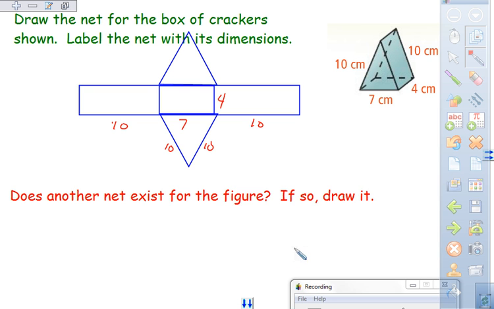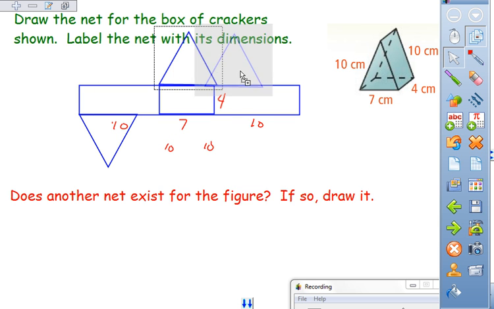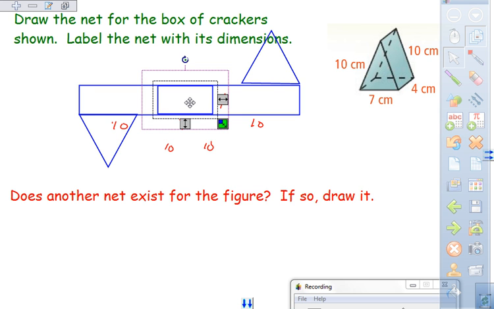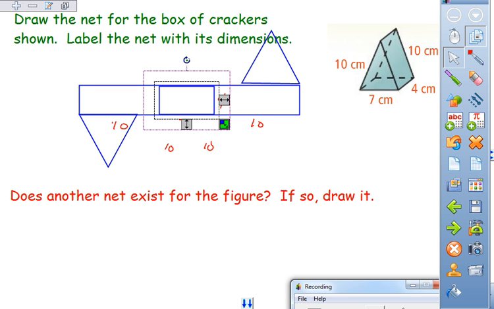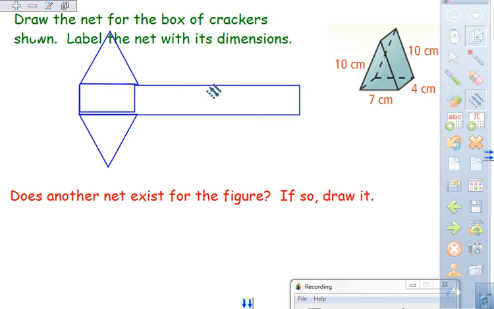The second question says, is there another net that exists? Well, if I slide some things around here, if I wanted to put this here and maybe put this over here, I'd have some problems because of the 7 and the 10. So what I'd have to do is move that bottom around a little bit. So what I'm going to do is just slide my base here, and then I just need to add another piece in to separate my two 10 dimensions. So that's another way that we could have drawn our net.